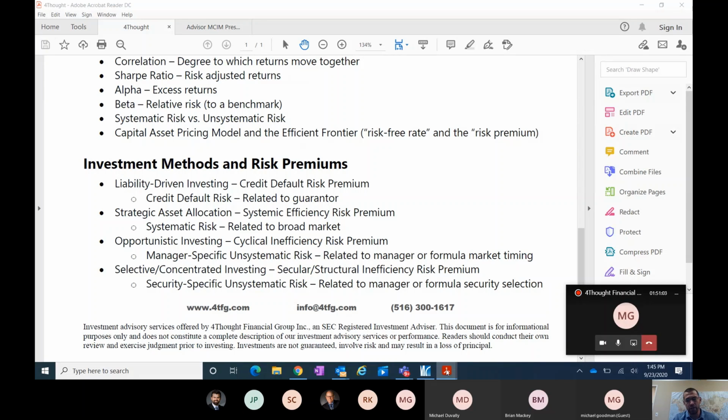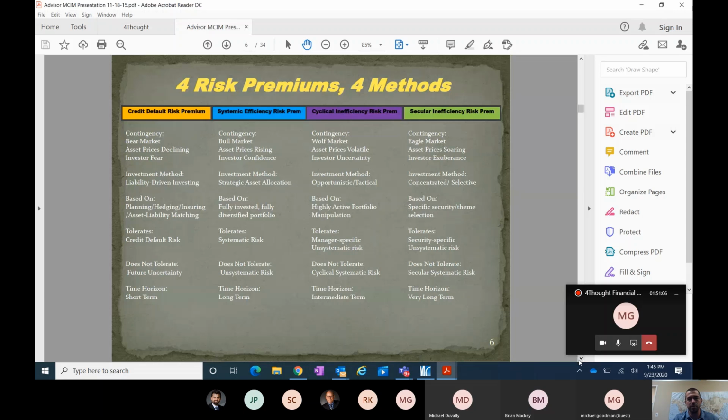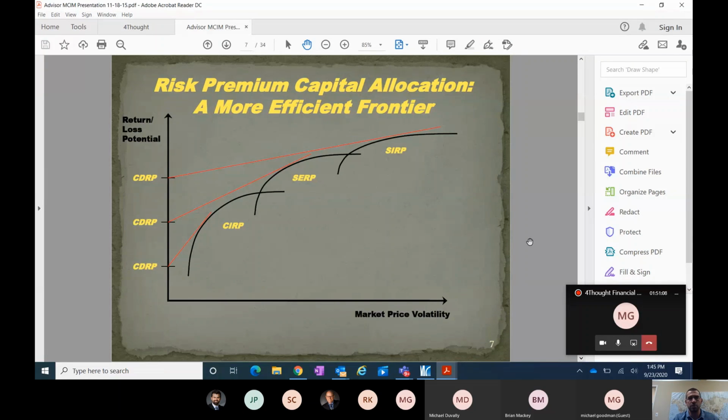All right, so if I go in, we'll skip this and go to this. All right, so this looks similar in concept to that efficient frontier graph I showed you earlier, right? But there are some differences here.